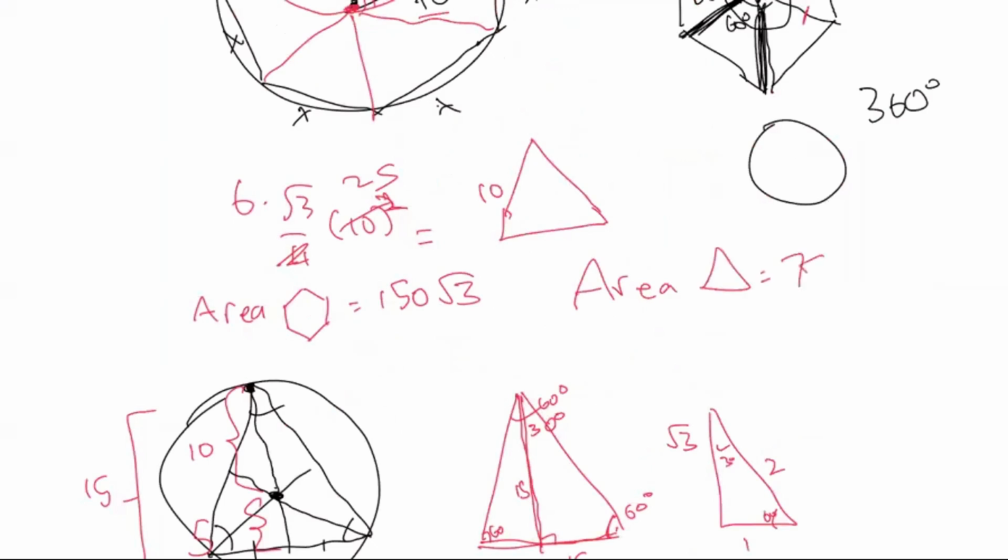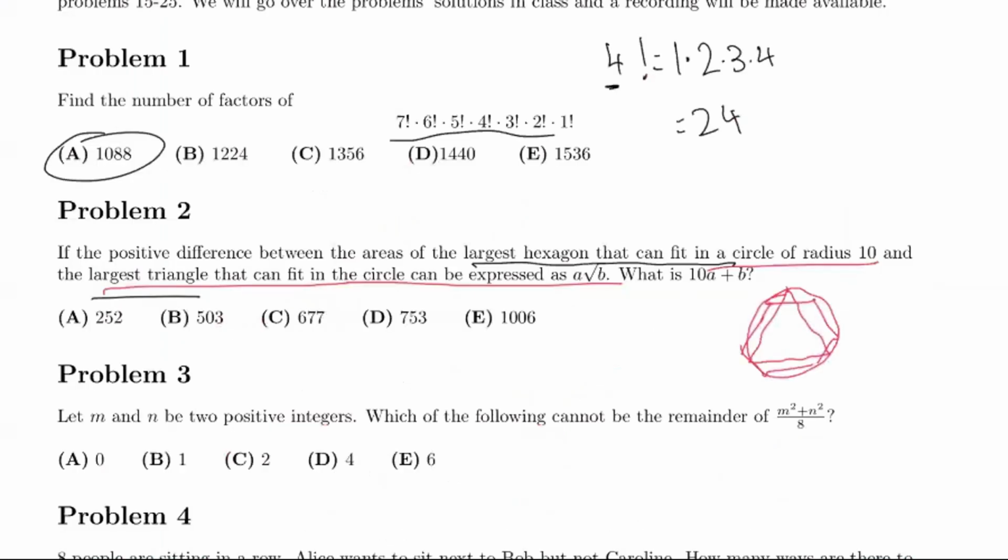So the positive difference between them is 75 root 3, because we do 150 minus 75, so 75 root 3. And to find the answer, we do 10 times 75 plus 3, or 753.